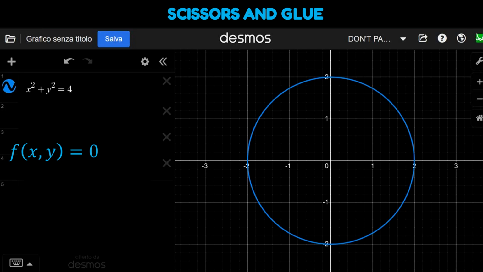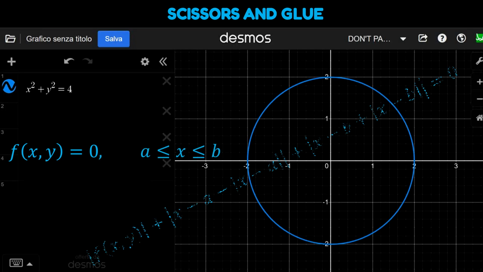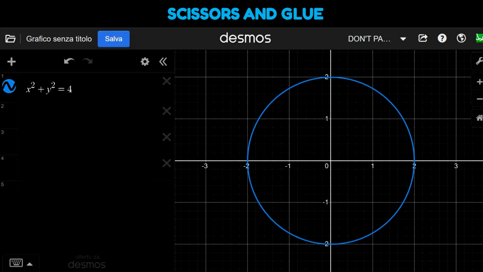If we want to keep only part of this figure, say the portion where x is between values a and b, we can use this new equation, which I won't even bother reading aloud. Although it mathematically does its job, it doesn't look nice. Moreover, Desmos also struggles to handle formulas like this. Fortunately, there is a command to crop figures.